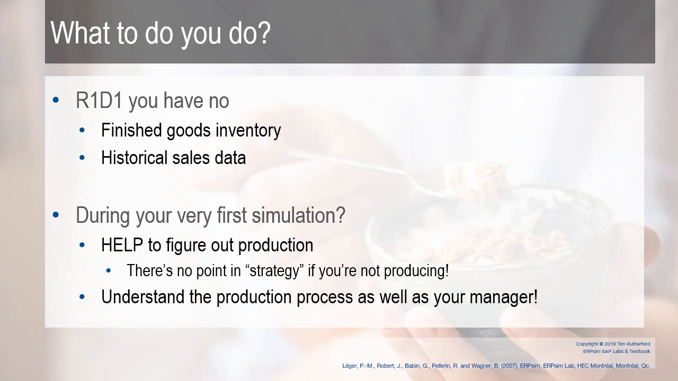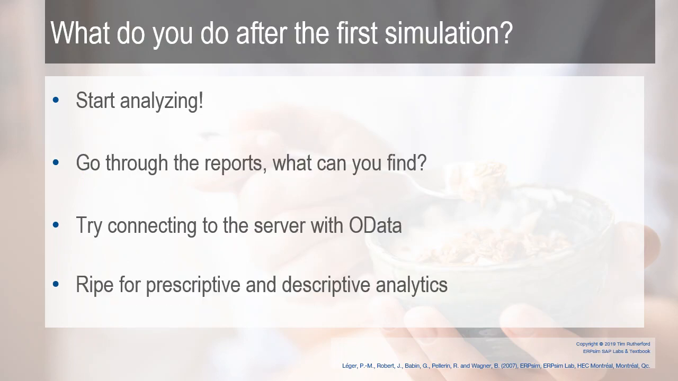So my recommendation is that you help to figure out production. There's no point in strategy if you're not producing. If your manufacturing isn't right, you're not making any money anyway. So understand the production process as well as your manager and try to get that under wraps. Try to get your productivity percentage up as high as you can.